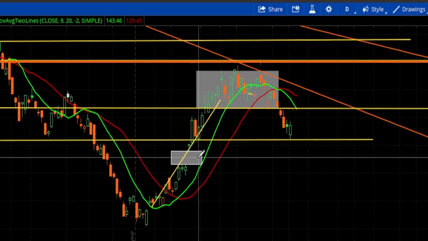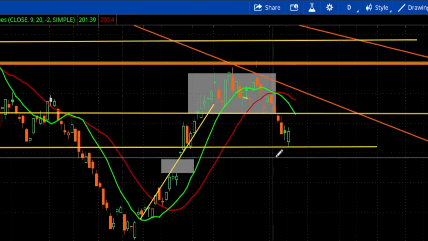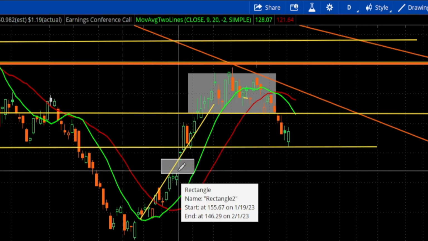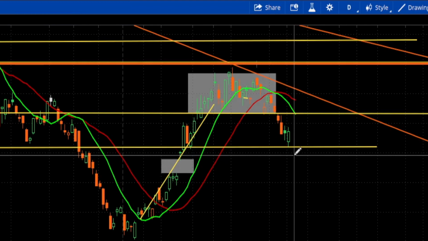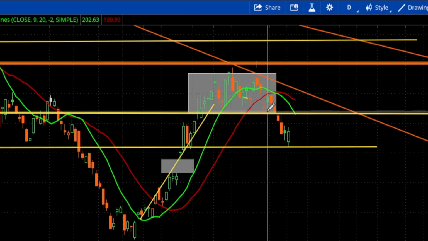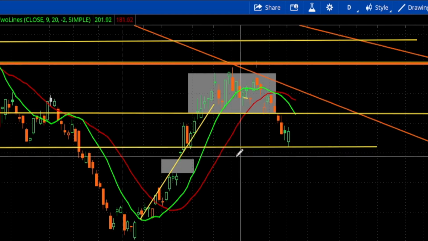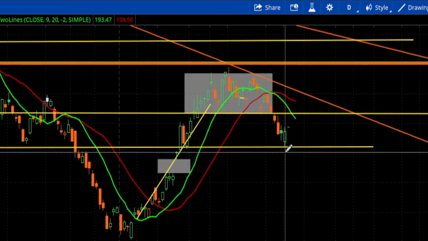Remember this gap right here that I have highlighted in gray? If we break the support level, we're filling this gap. We are filling this gap. But I thought we were, but it's holding. This support level is holding. So let's see if this downtrend was enough to fill that gap. I know we didn't even get there, but let's just say it did.